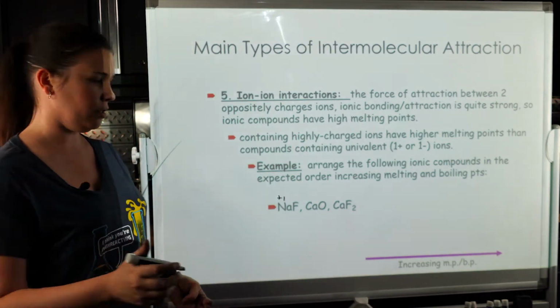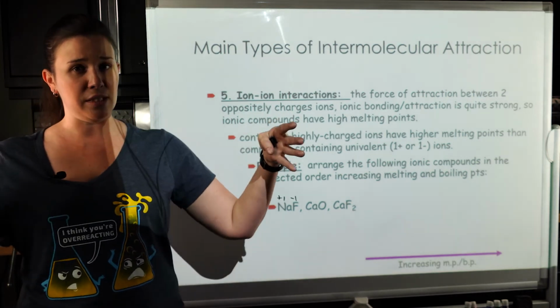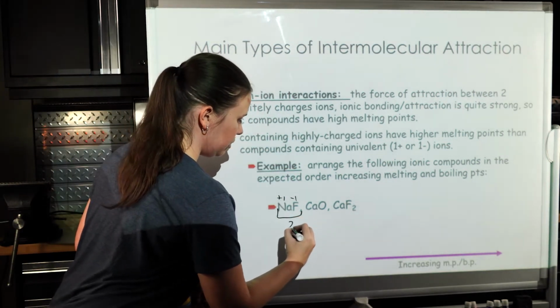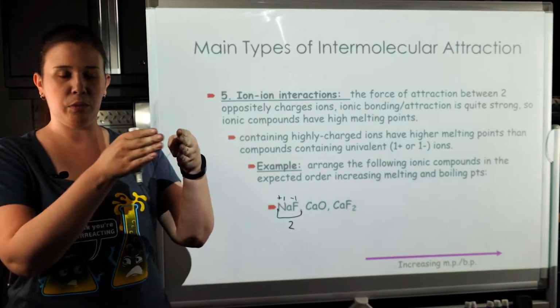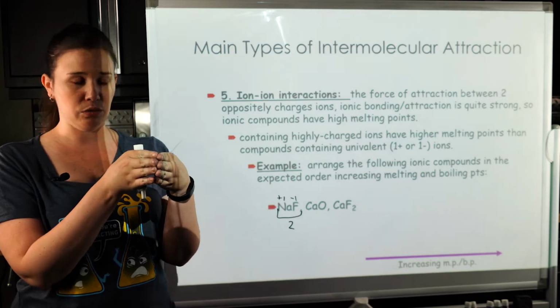Fluorine, being a halogen, has a -1 charge. So the difference between +1 and -1 would be a difference of 2. Think about the number line. Going from +1 to 0 to -1, you have a difference of 2.